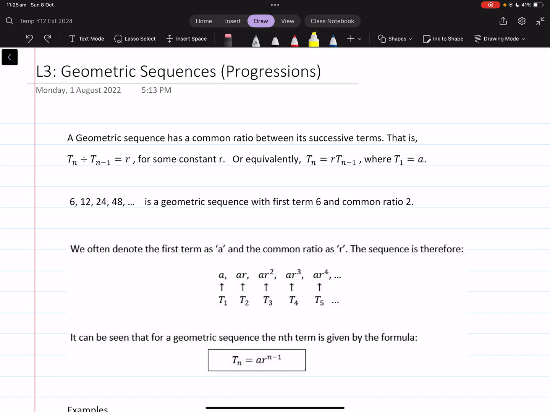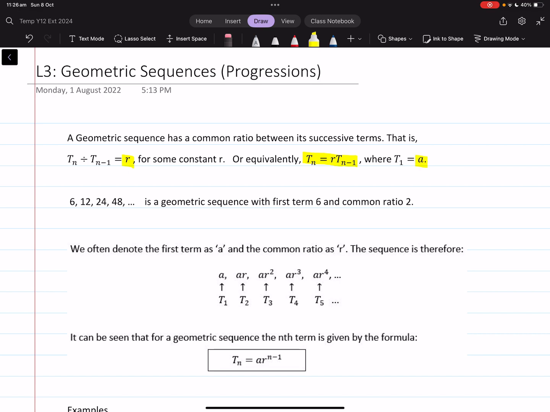So a geometric sequence has a common ratio between its successive terms. Last lesson with arithmetic sequences, it had a common difference. This time it's a common ratio. And so if we divide one term by the term before, we get a common ratio, and we denote that by the letter R. We still use A as the first term. So to get the nth term, we simply multiply the term before it by R, and that can be seen in this formula here. And there's our first term A still being used.